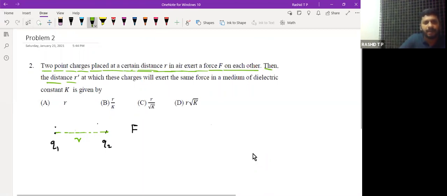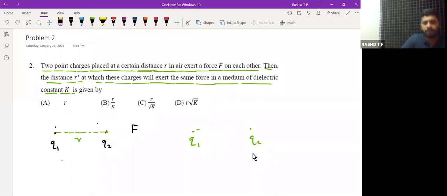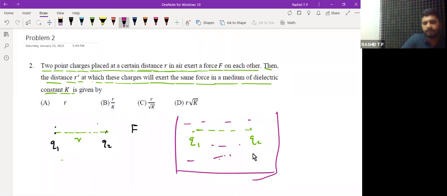Then the distance r dash at which these charges will exert the same force in a medium of dielectric constant K, which means if we keep the same charges Q1 and Q2 maybe in a beaker where some water or something may be there, whose dielectric constant is K. Then the question is, at what distance, if you keep these charges Q1 and Q2, that distance is represented as r prime.